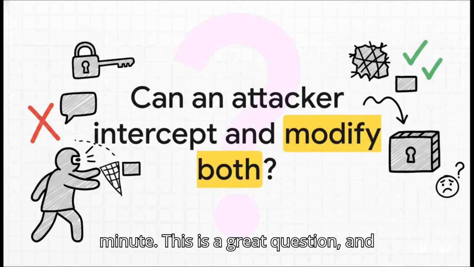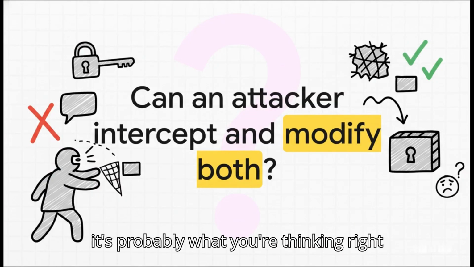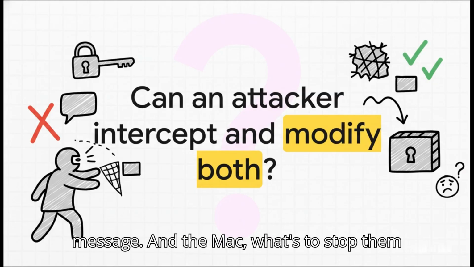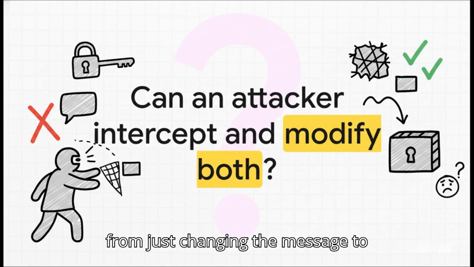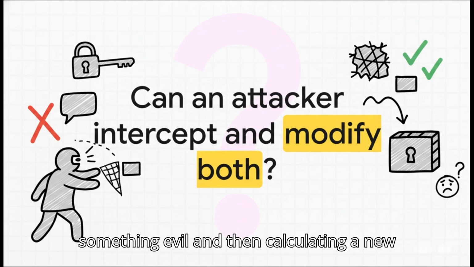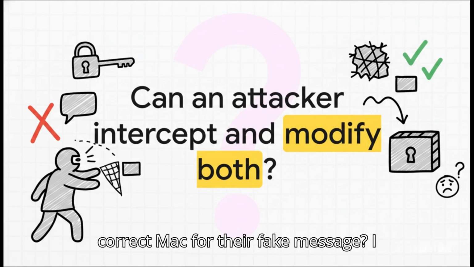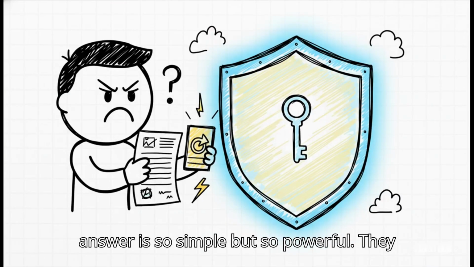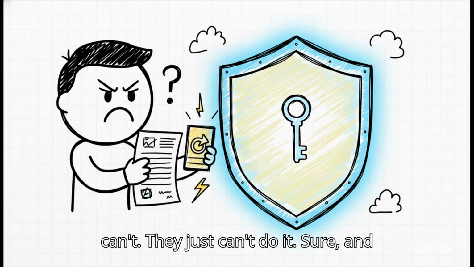Okay, but wait a minute. This is a great question, and it's probably what you're thinking right now. If an attacker intercepts the message and the MAC, what's to stop them from just changing the message to something evil and then calculating a new correct MAC for their fake message? I mean, they have the message, right? And the answer is so simple but so powerful. They can't. They just can't do it.